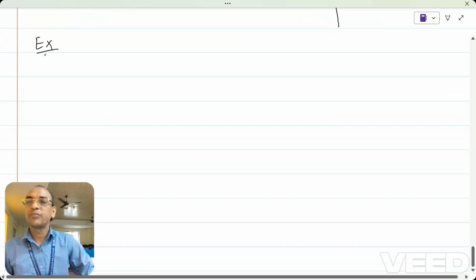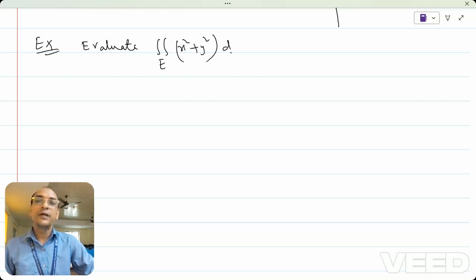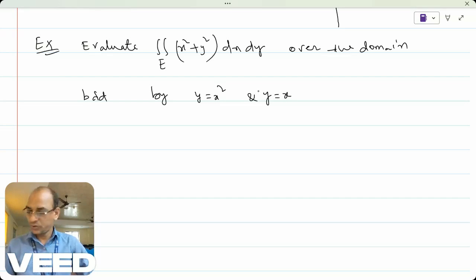Example: evaluate the double integration of e to the power x square plus y square, dx dy, over the domain bounded by y equal to x square and y square equal to x. So this is your question.